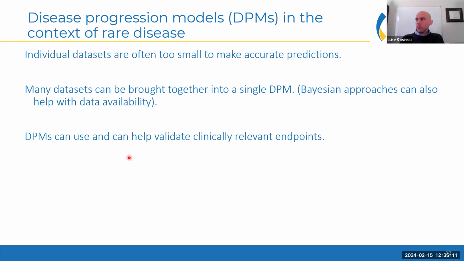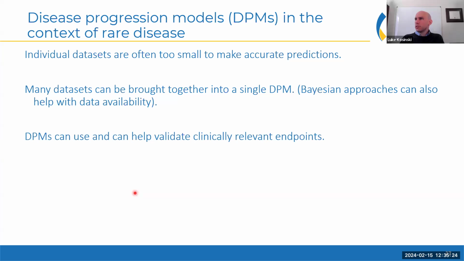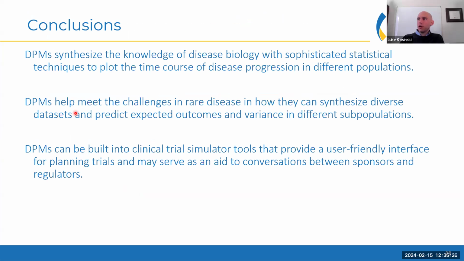Okay, and I think that's about it, and we're about out of time for the discussion part. Some conclusions. I'm going to run through the conclusions really quickly, because we're starting to run low on time. These disease progression models synthesize the knowledge of disease biology with sophisticated statistical techniques to help plot the time course of disease progression in different populations.